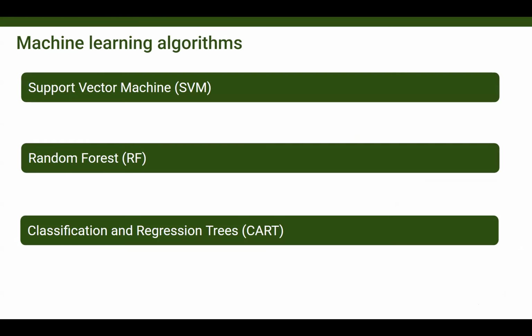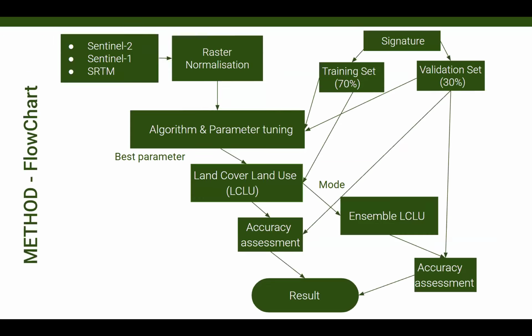For this purpose, I used three machine learning algorithms: support vector machine, random forest, and classification and regression tree, CART. Google Earth Engine has a limited number of algorithms available built in. Deep learning is not available, and there is one more available, GBF, gradient boosting algorithm, but for some reason I didn't include it in this study.